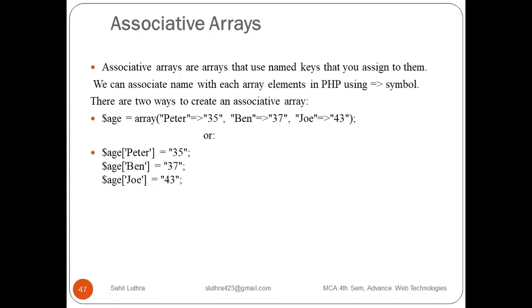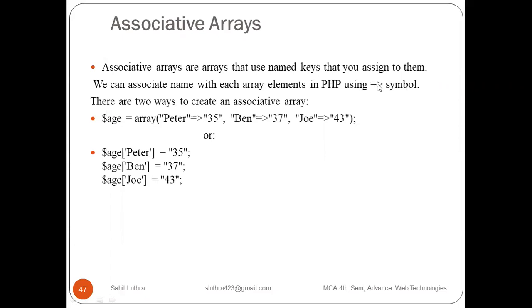After that, the next one is associative array. Associative arrays are arrays that use named keys that you assign to them. We can associate them with each array element in PHP using the equals-to and greater-than symbol, the => operator. There are two ways to create an associative array. Basically, associative arrays are arrays that use named keys. In this we are going to use named keys, not the index value. We are using the named keys to assign the values.